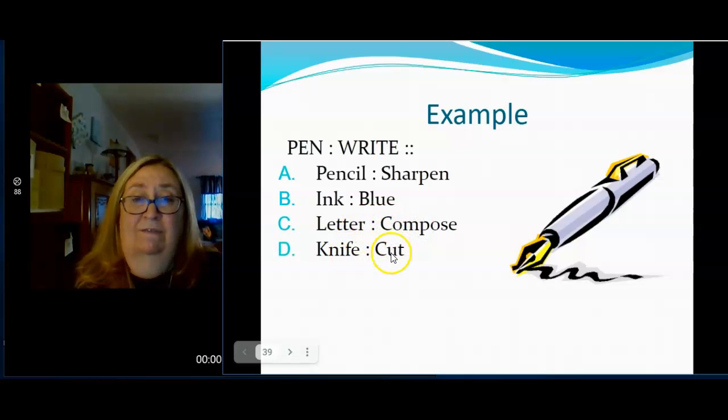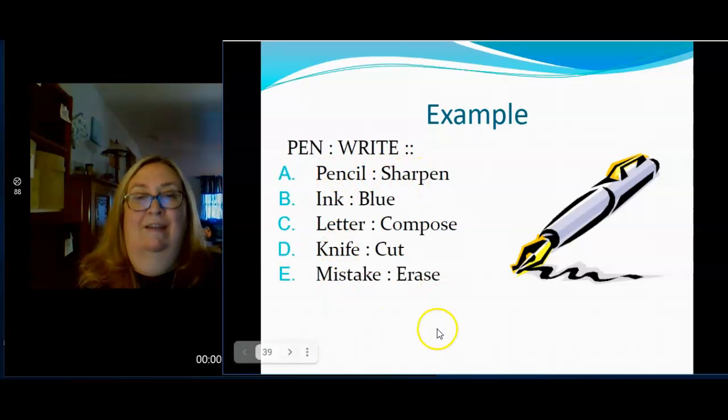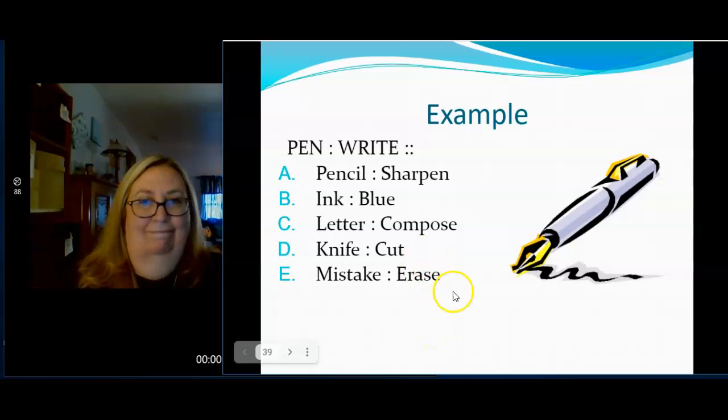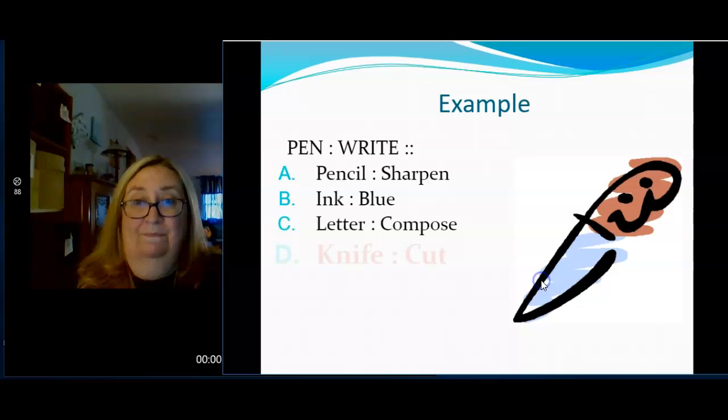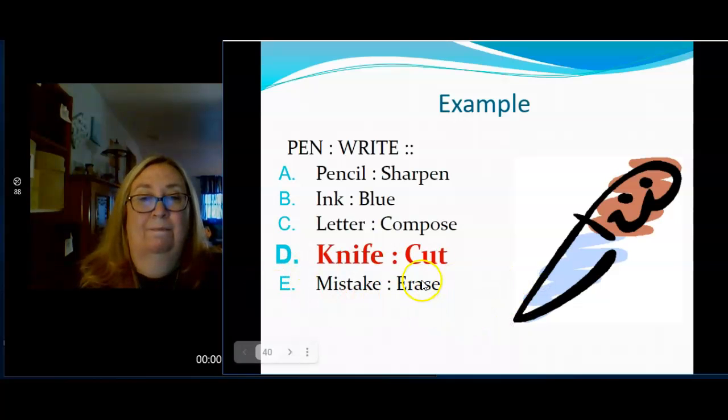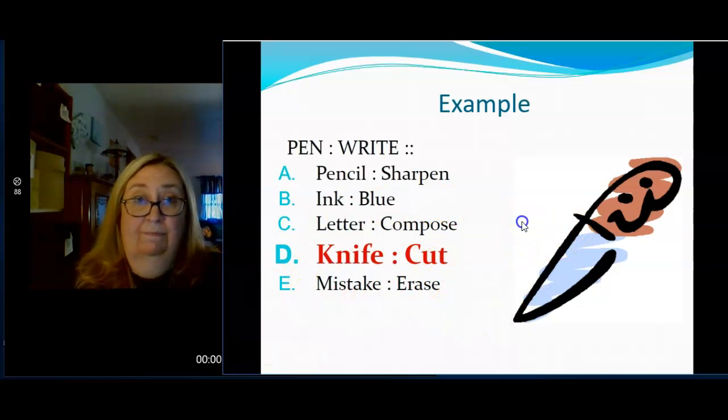I can use a knife to cut. Oh, that's much better than pencil is to sharpen, isn't it? I can use a mistake to erase. The only good answer there is I can use a knife to cut. I don't need to say anymore.